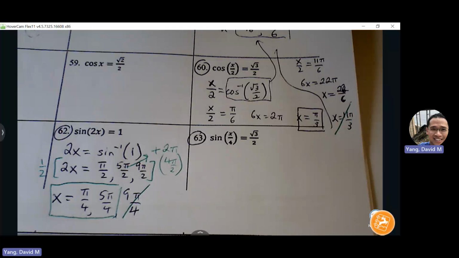Do they call it an extraneous solution when it's too much? Yeah, extraneous solution because it's outside my interval, right?